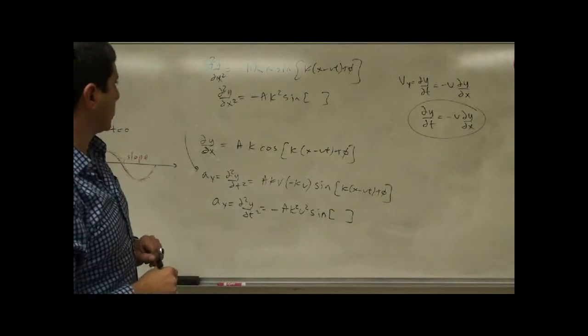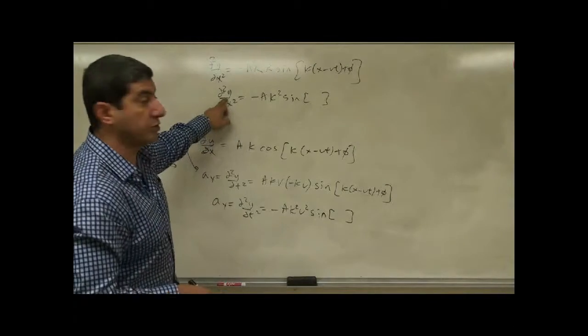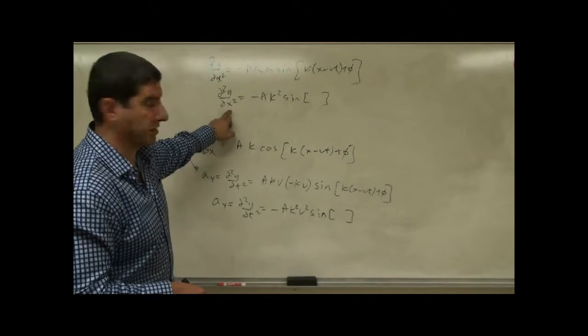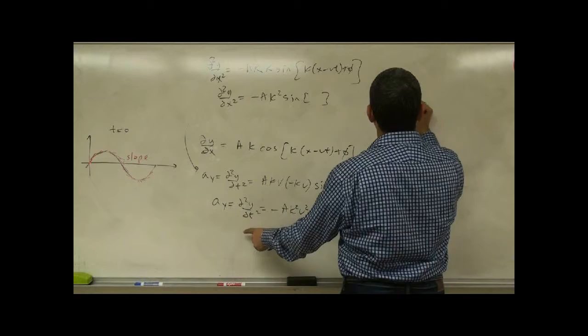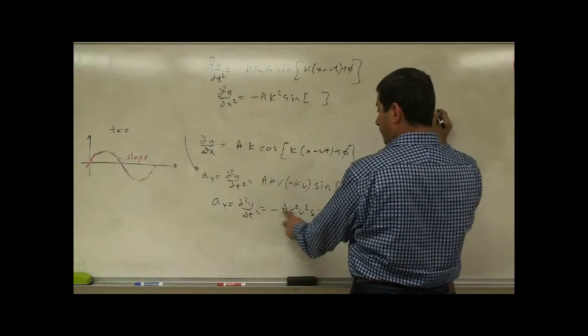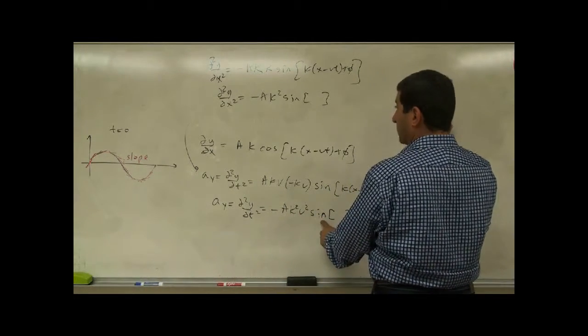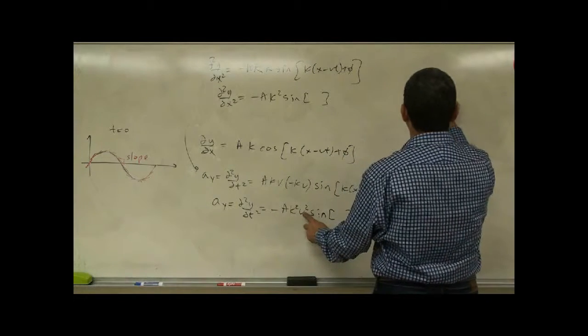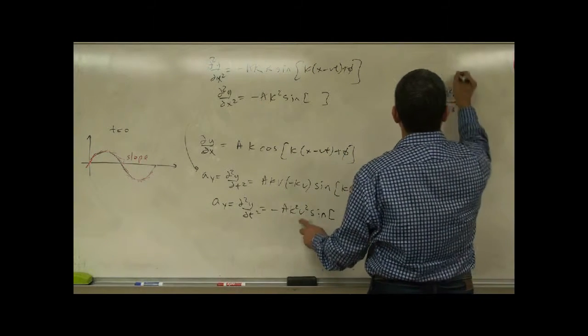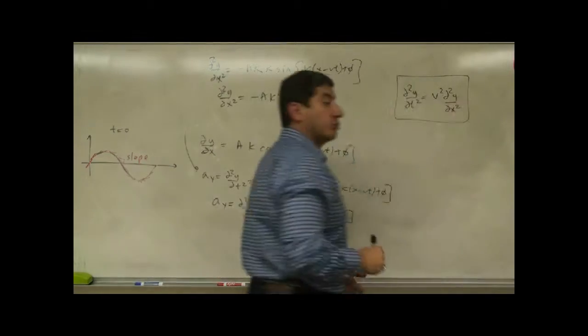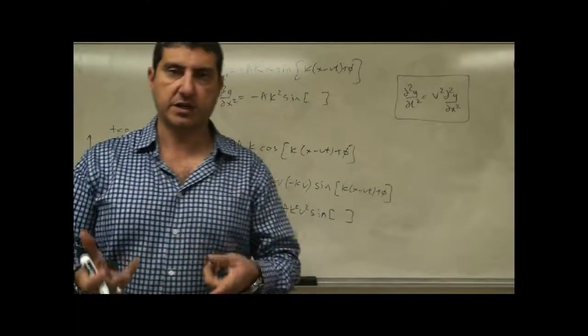Well, we see another relationship developing here. So we can have partial squared y partial t squared, and the negative A k squared sine gets replaced by partial squared y partial x squared. So you have v squared partial squared y partial x squared. This is known as the general wave equation for any wave.